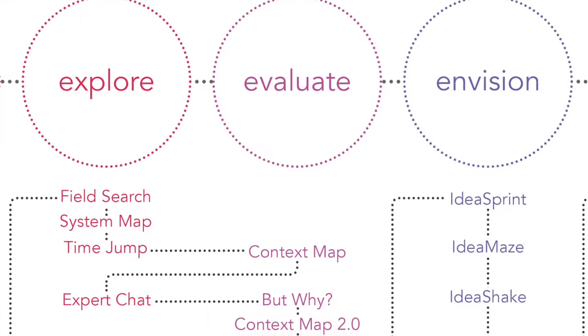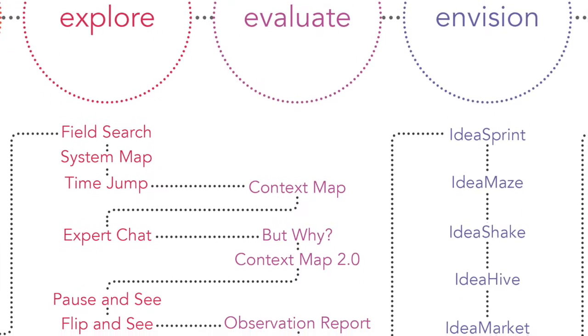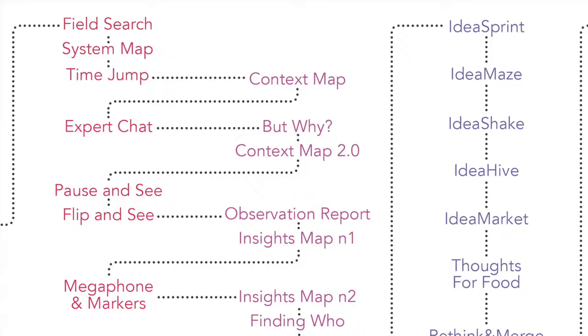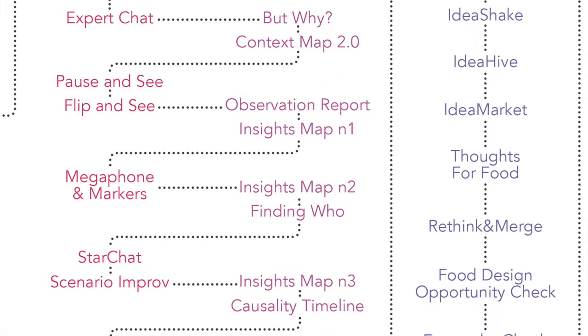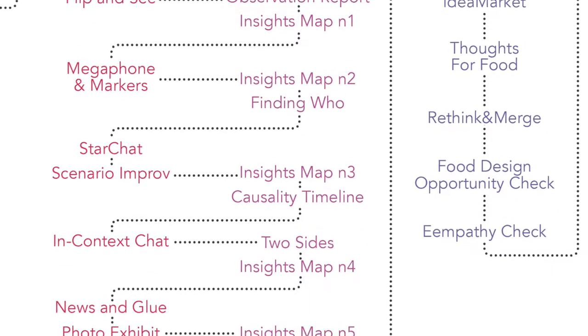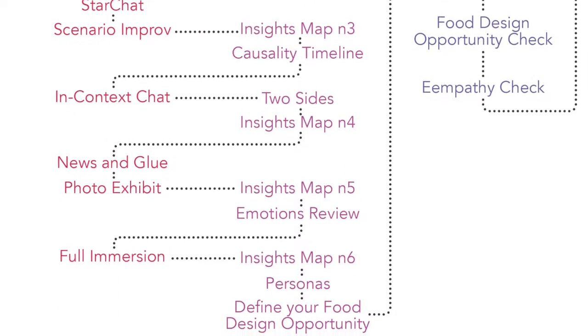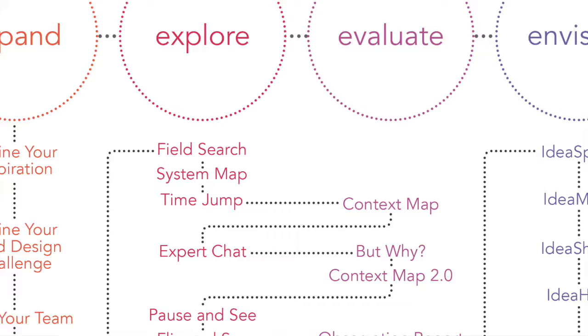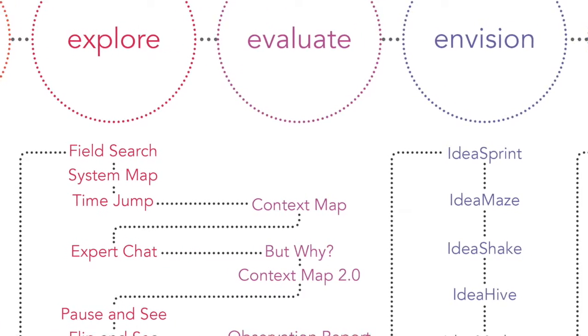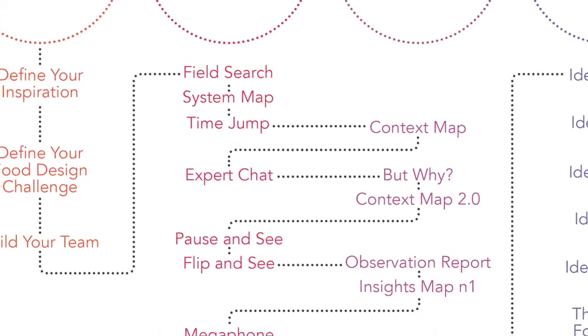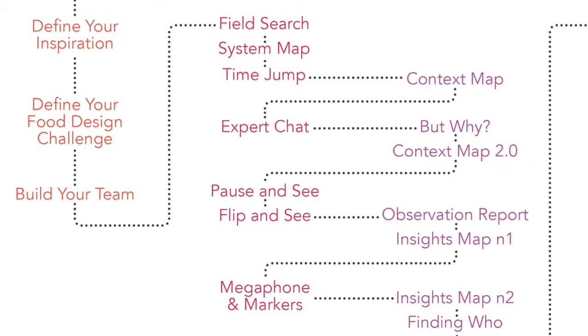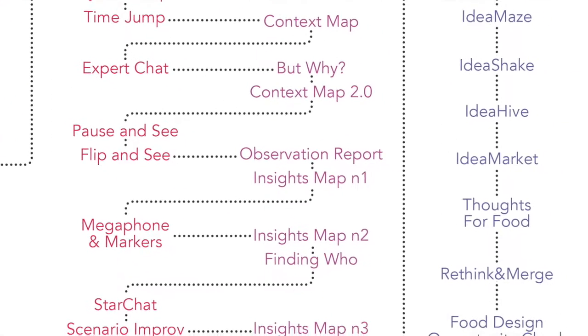The evaluate phase is made by the methods that help you make sense of the information you generate in the previous phase and translate them in a format that you can then use in the following phase. As you can see, the process goes through the explore methods, then moves to evaluate methods, then back to explore methods, and then evaluate methods again.